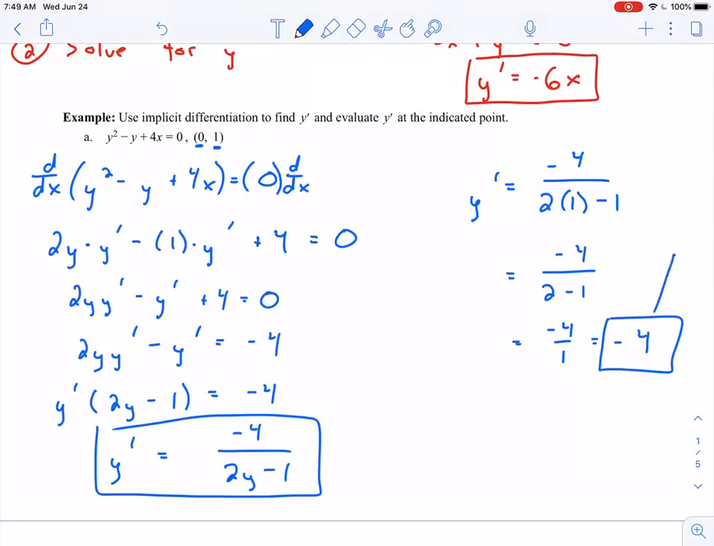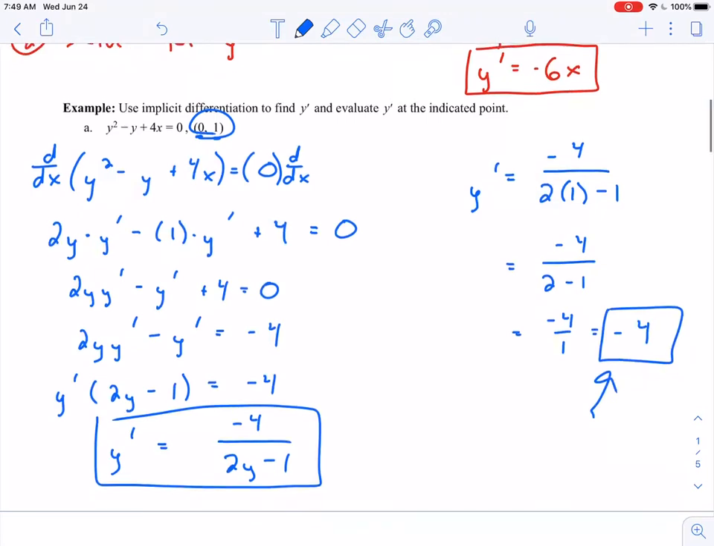This is also the slope of the tangent line: -4 at this point 0, 1 if I'm looking at this relation. Remember, it's not a function. If I were to look at the graph of that relation, the slope of the tangent line to that graph at 0, 1 would be -4.